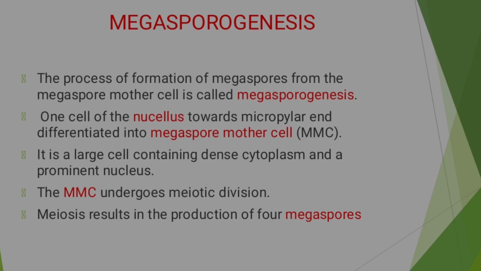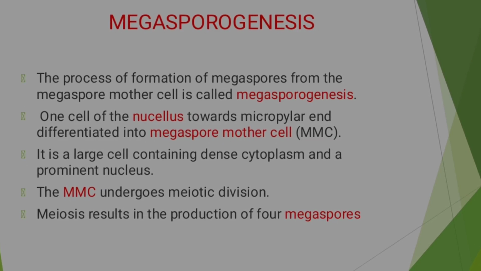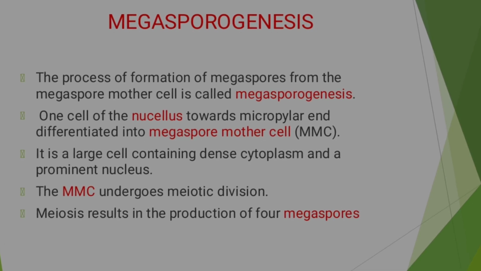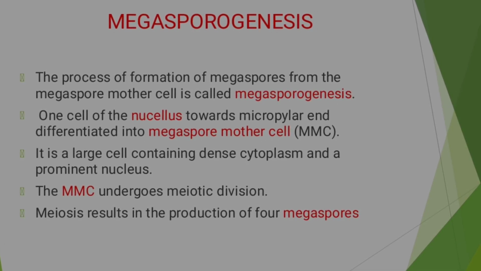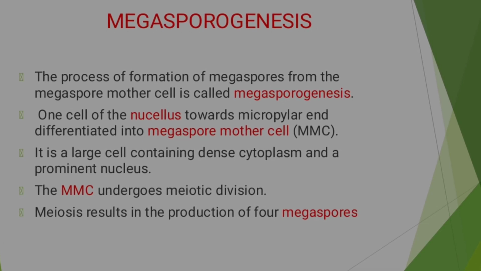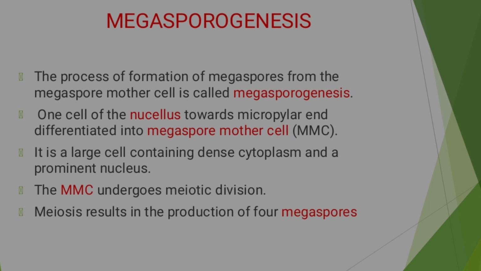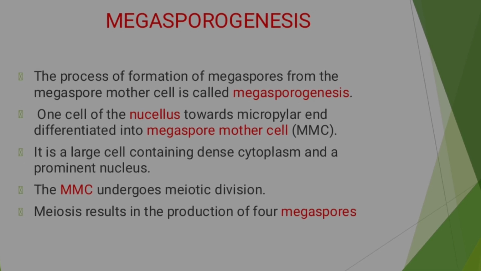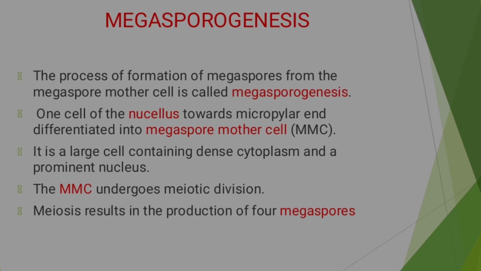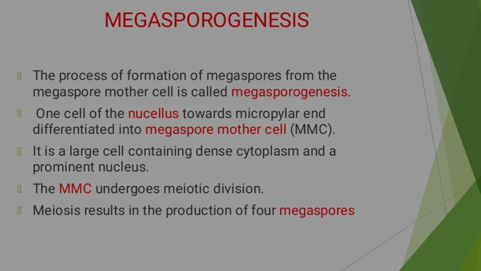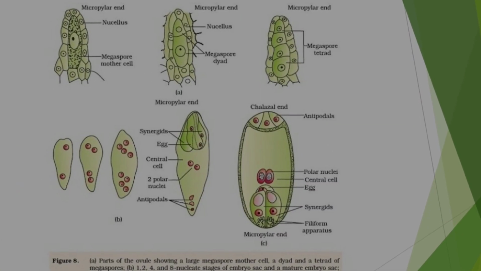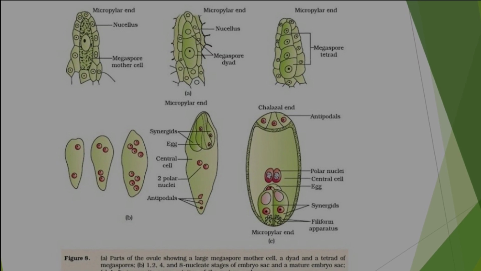Megasporogenesis. The process of formation of megaspores from the megaspore mother cell is called megasporogenesis. One cell of the nucellus towards the micropylar end differentiates into the megaspore mother cell. It is a large cell containing dense cytoplasm and a prominent nucleus. The megaspore mother cell undergoes meiotic divisions, and the meiosis results in the production of four megaspores. Out of the four megaspores, only one becomes functional.